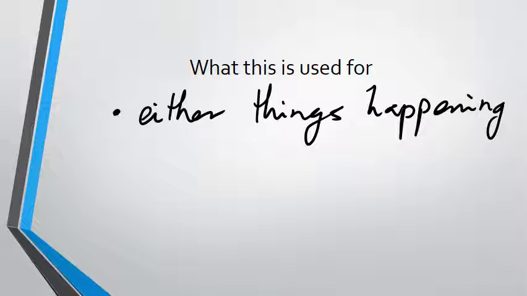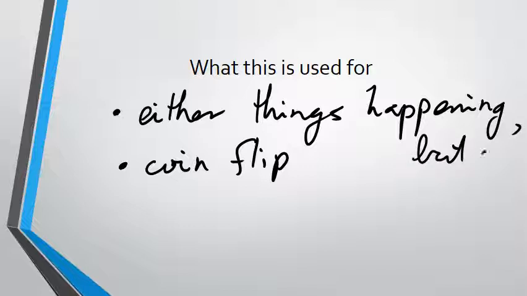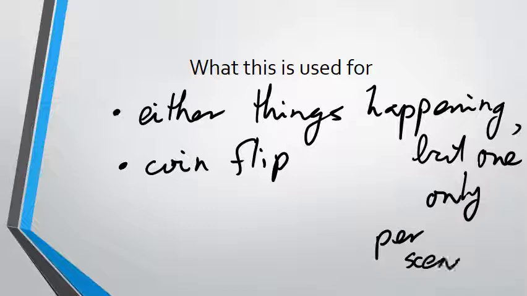Or if you're looking at a coin flip, for example. A coin flip is pretty simple. You either have heads or you have tails. So that's one or the other. Okay? But one only per scenario. That'll become clear in a moment if you're not entirely sure on what that means.